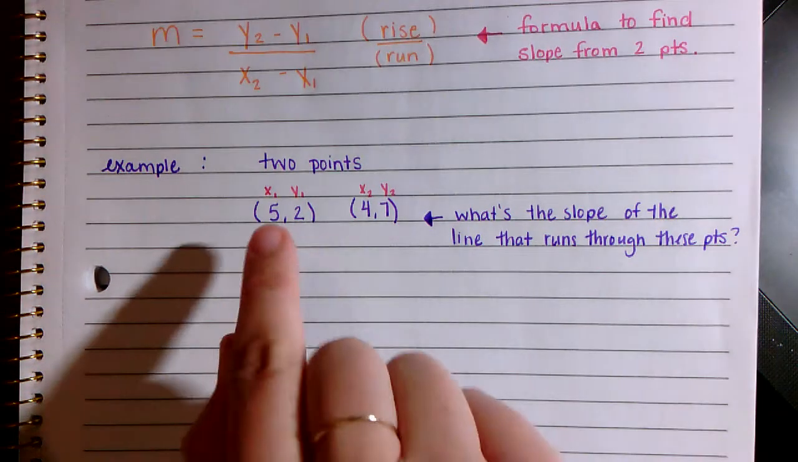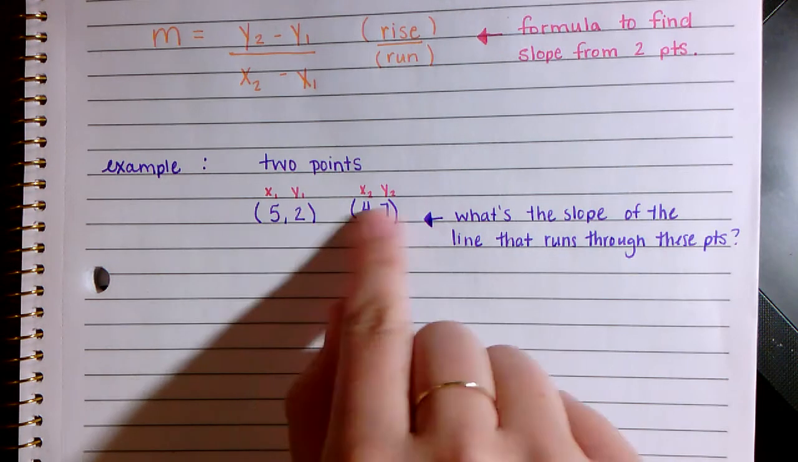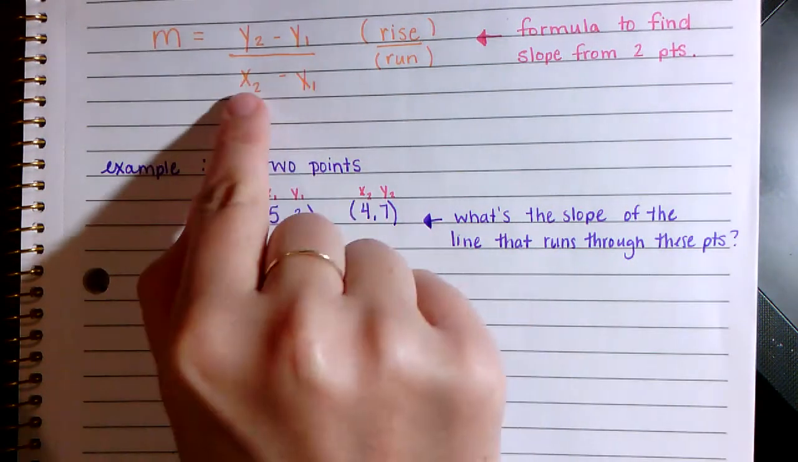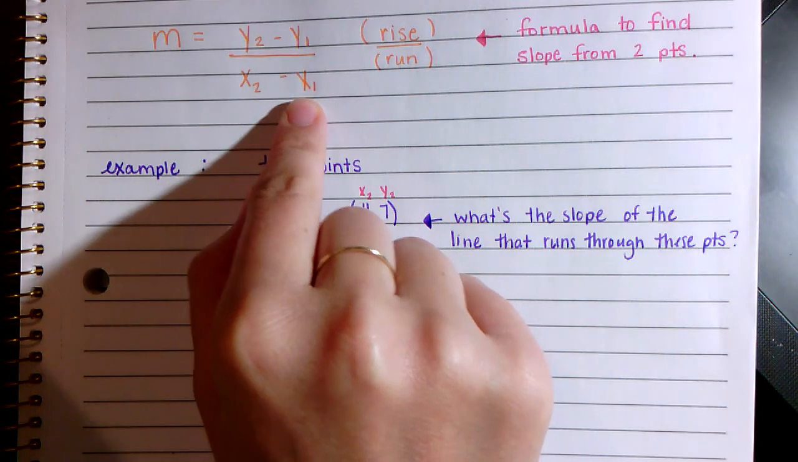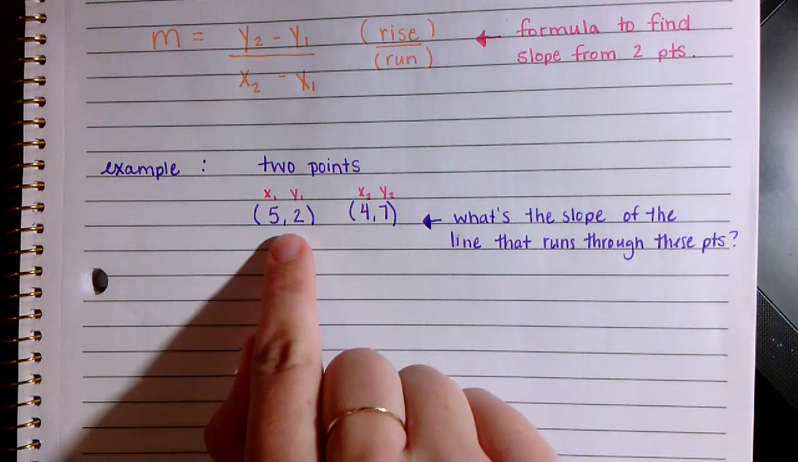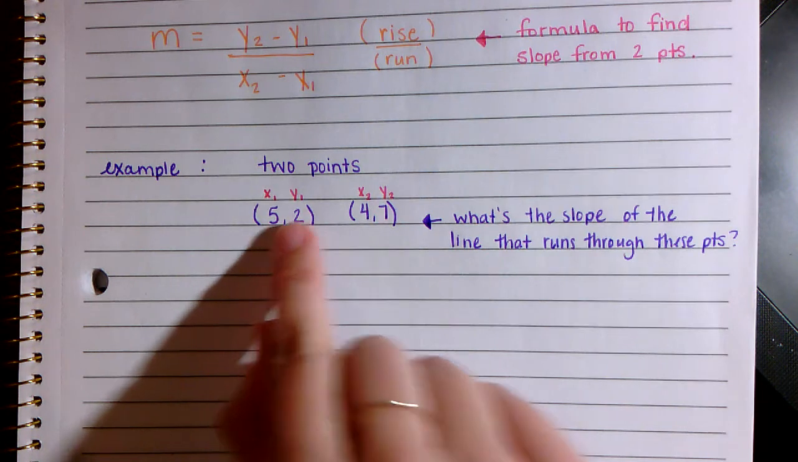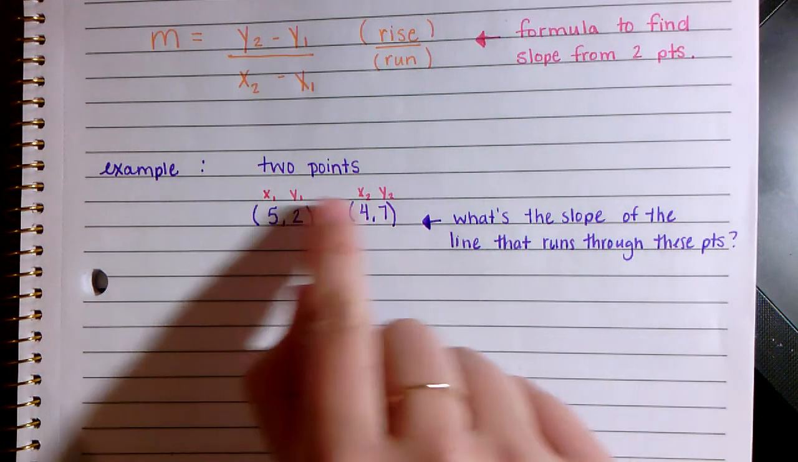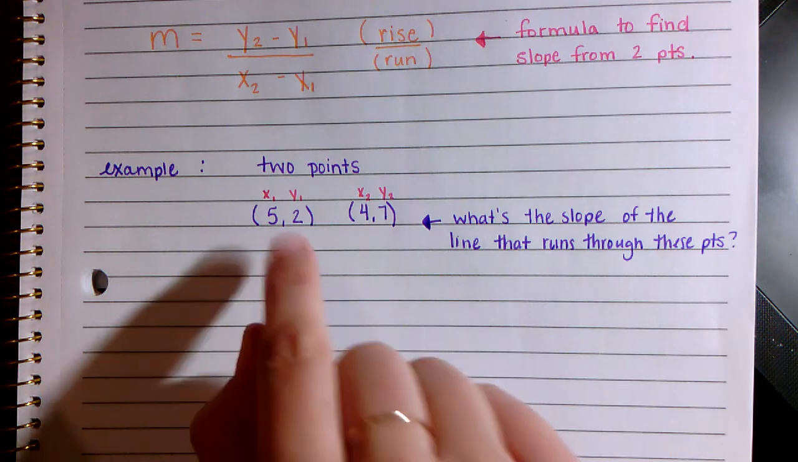So if I gave you these 2 points, and these are the examples, if you're wondering, well, what is y2 and y1 and x2 and x1? What are those? What you're going to do is you're going to take your ordered pairs that have been given to you and you're going to label them. So these won't be there. You're going to have to write those on there.